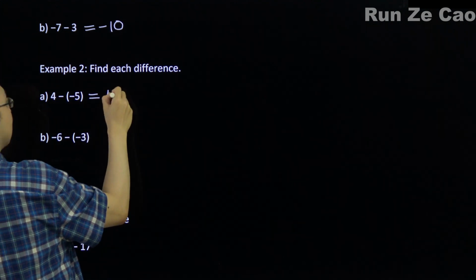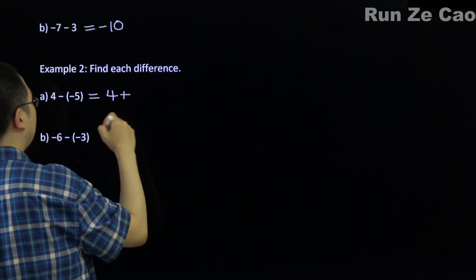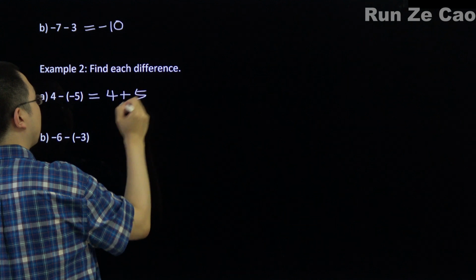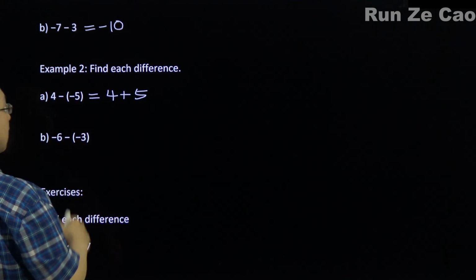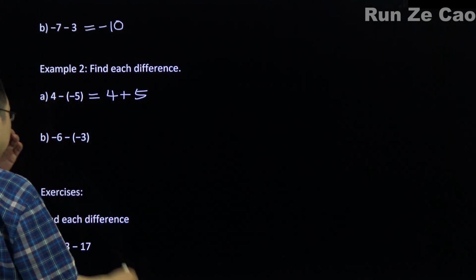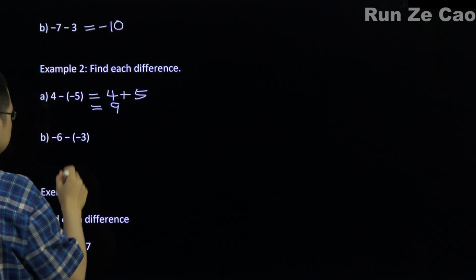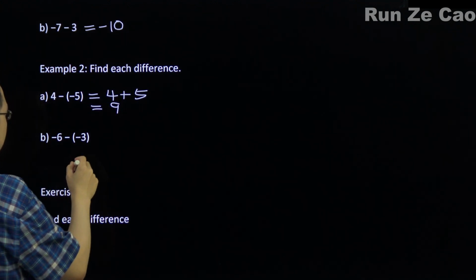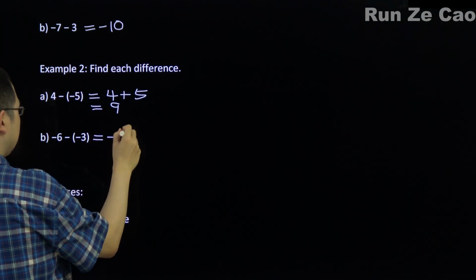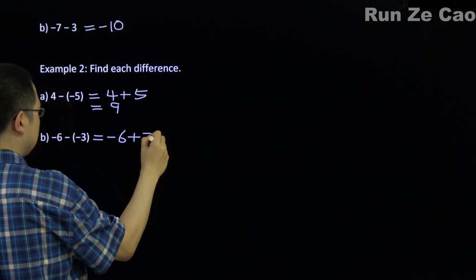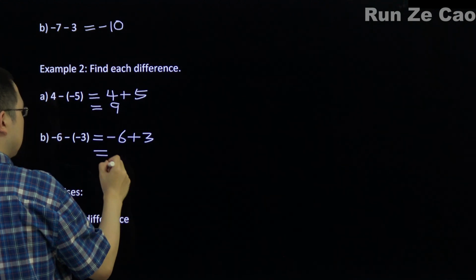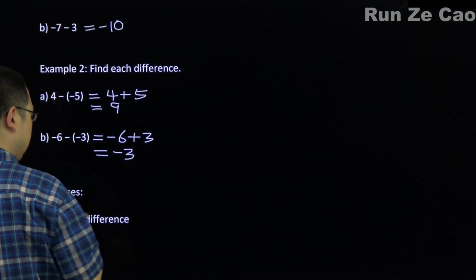In that case, this is 4 plus 5, because the negative cancels out with the negative in front of the 5. 4 plus 5 is equal to 9. Negative 6 minus negative 3 is equal to negative 6 plus 3. So, negative 3.